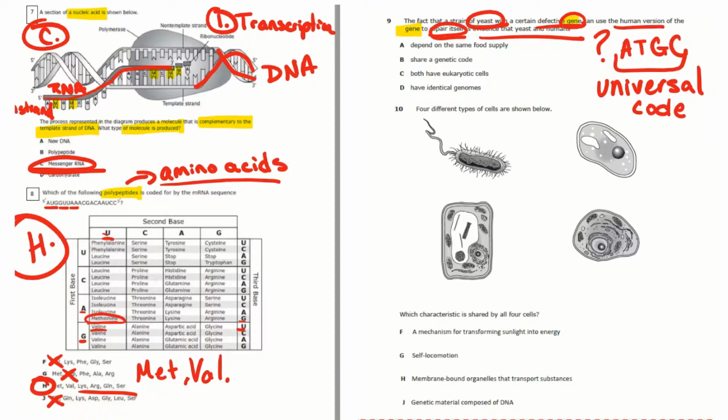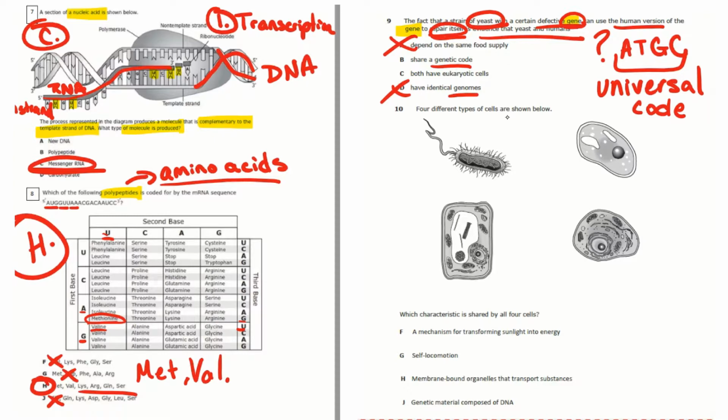And that is why the yeast will be able to use a human version of that gene to repair its own gene, because now it can understand its language and use it to fix the one that it has. Okay, so now let's look at the answer choices. A, depend on the same food supply. No, we have no idea what they are referring to regarding food supply. Share a genetic code. Yes, maybe the universal code. Both have eukaryotic cells. No. Have identical genomes. No, they wouldn't.